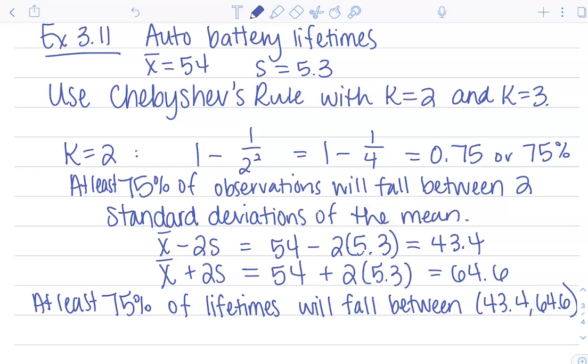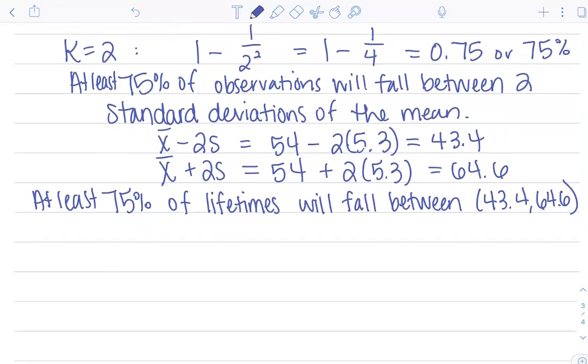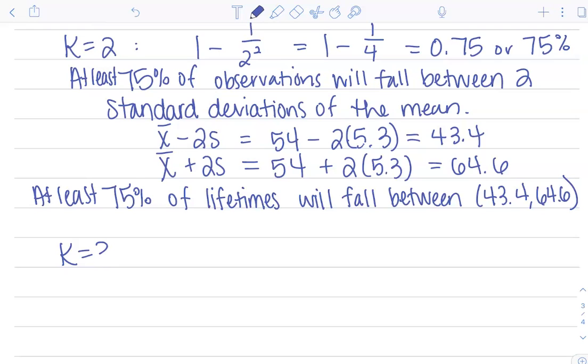But you'll see that several of the batteries will die before 4 years, and so maybe you don't want to purchase this battery. So this just gives us an idea of what percentage are falling kind of in this middle range. If we go to k equals 3, then here, 1 minus 1 over 3 squared, or 1 minus 1/9, you end up with 89%.